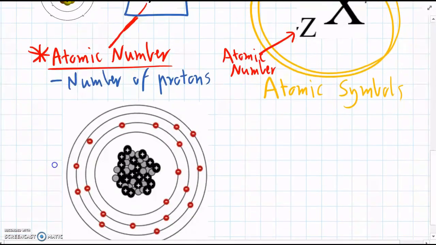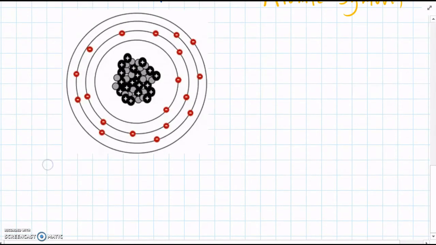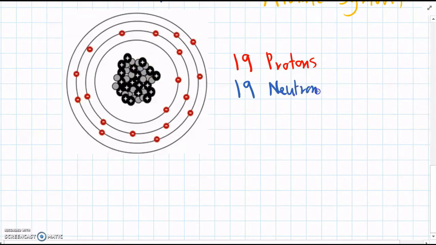So let's look at a different element, and we'll practice writing the atomic symbol out properly. So here's a bigger atom now, and if we counted all the protons, neutrons and electrons, we have 19 protons. We've also got 19 neutrons in the nucleus. And we've got 19 electrons as well, because the number of electrons always equals the number of protons.